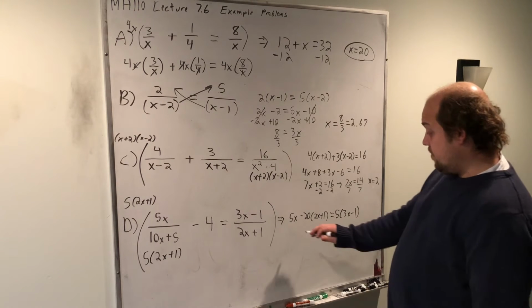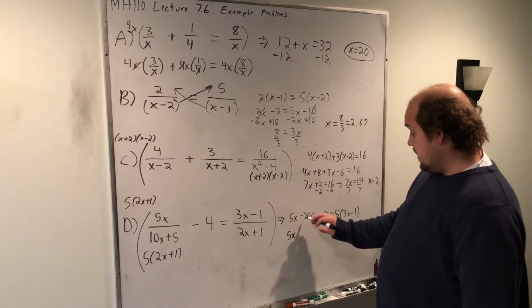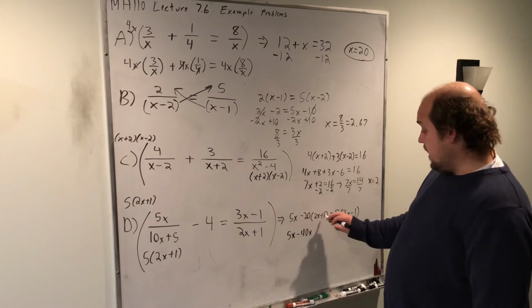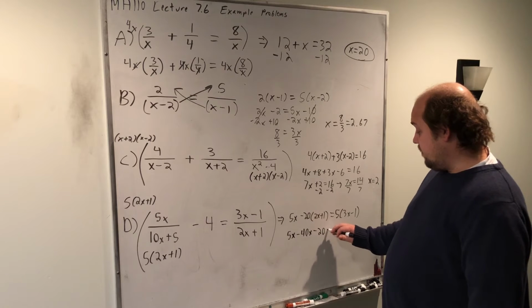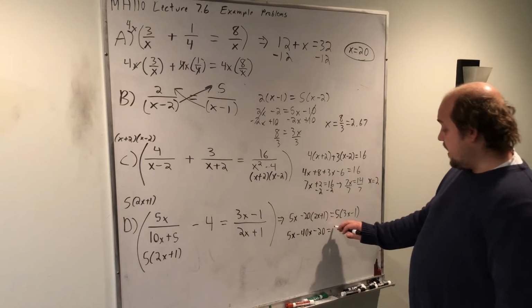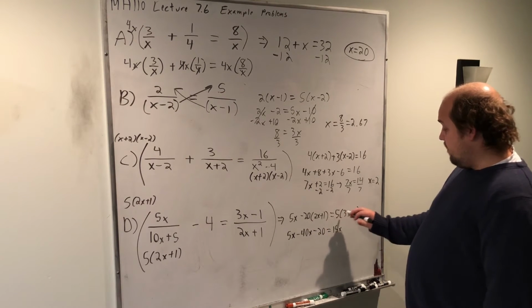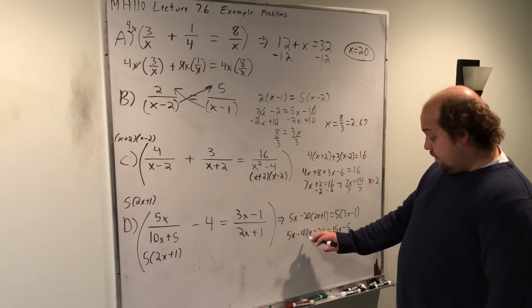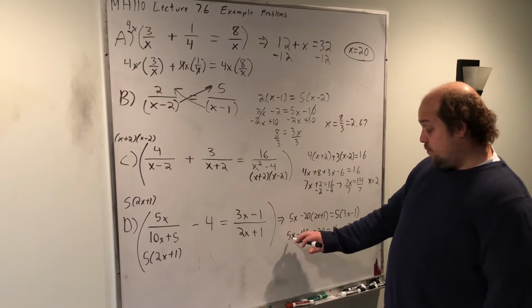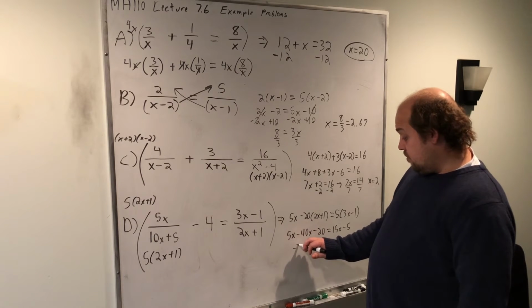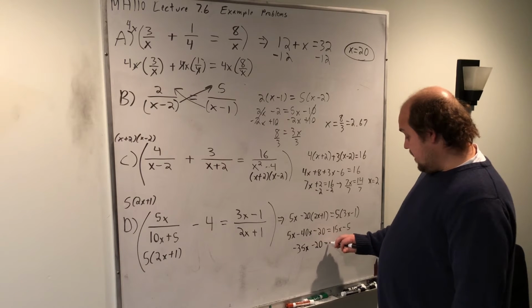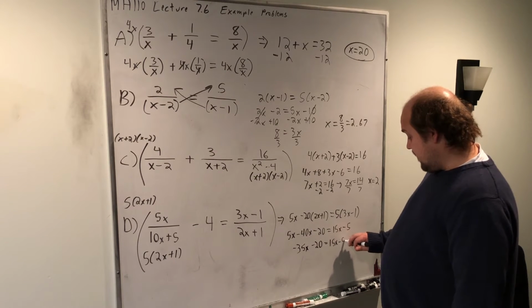When I now distribute out, this 5x stays. -20 times 2x gives me -40x. -20 times 1 gives me -20. 5 times 3x gives me 15x. 5 times -1 gives me -5. -40x and 5x are like terms that combine to give me -35x, still minus 20, equals 15x minus 5.